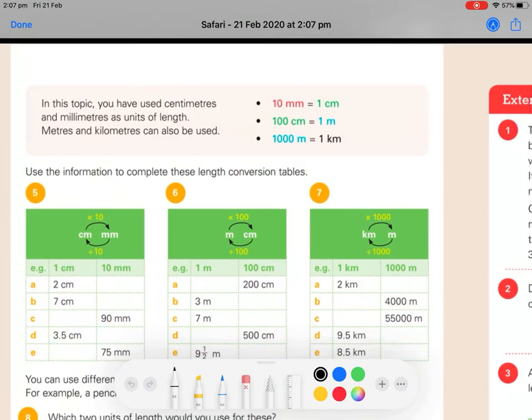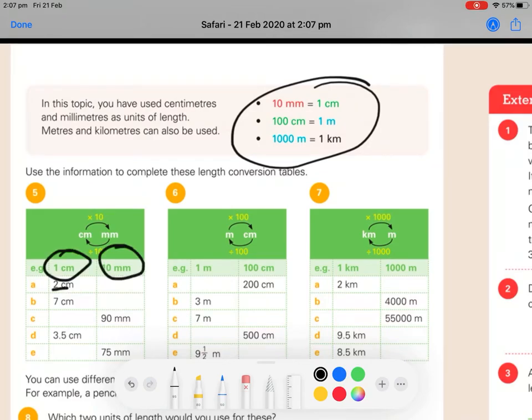In this topic, you have used centimetres and millimetres as units of length. Metres and kilometres can also be used. So they've given you a nice little measurement chart here. Use the information to complete these length conversion tables. 1 centimetre is 10 millimetres. So 2 centimetres is 20 millimetres. I think I said that wrong a second ago.